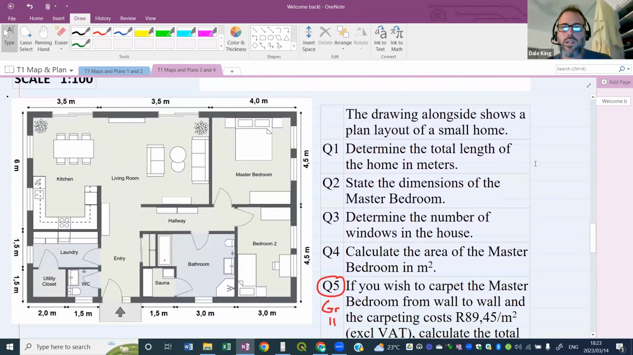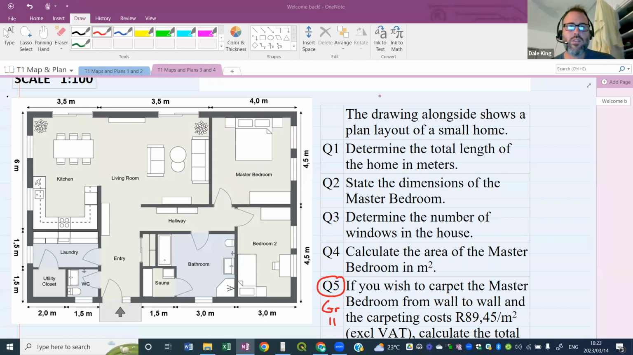So it says the drawing alongside shows a plan layout of a small home. Question number 1, determine the total length of the home in meters. Determine the total length of the home in meters. Sito, so before we can even finish, has got an answer. The total length of the home in meters.